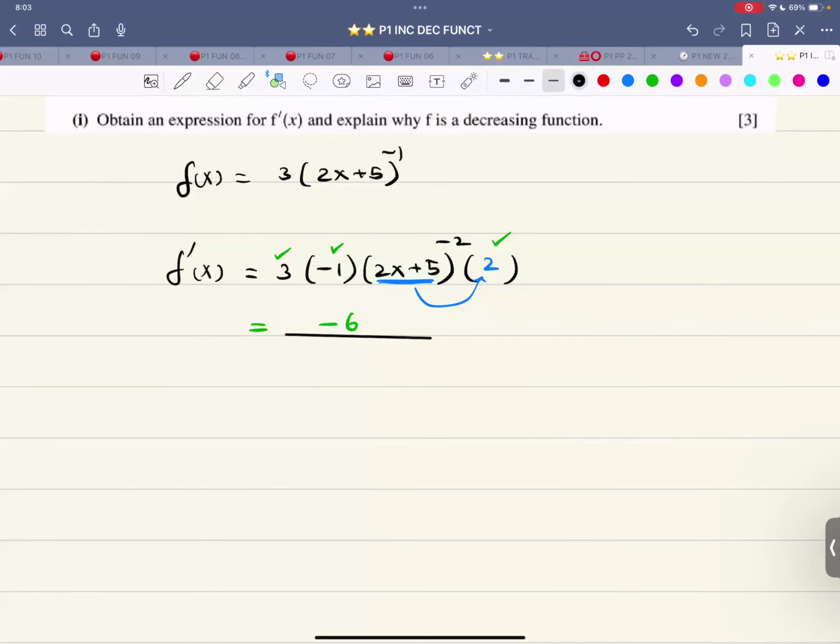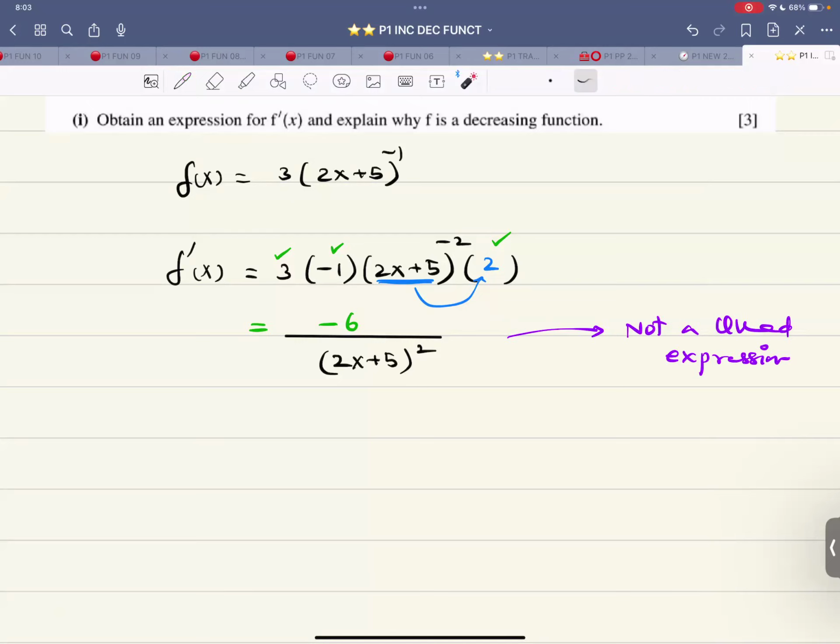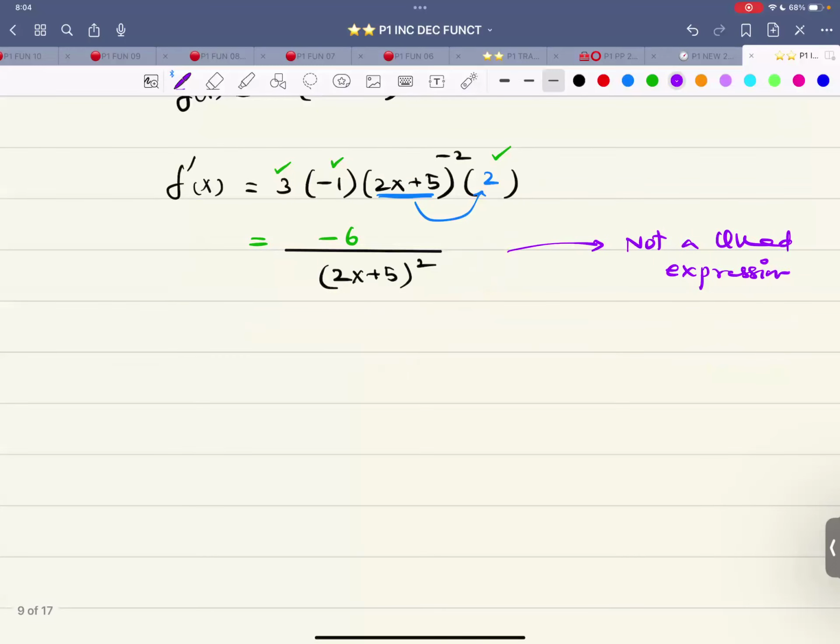So let me write it down. And let me draw a straight line. So therefore, this is 2x plus 5 whole square. Now, this is not a quadratic expression. A quadratic is of the form, whether the completed square form, whether the general form, all this thing, if it's in the numerator, that is quadratic. But this is not a quadratic. So now what you need to do is to apply the concept of PSAE. So again, let's focus on this one, 2x plus 5, the whole thing square.